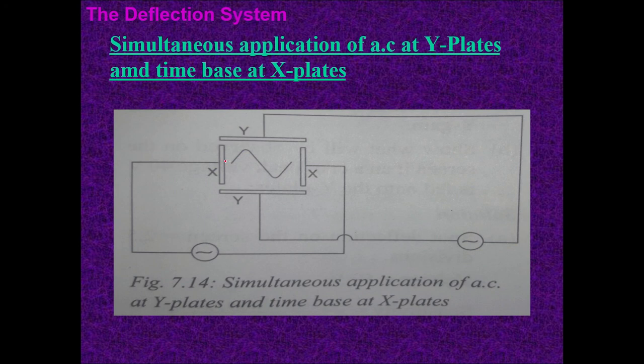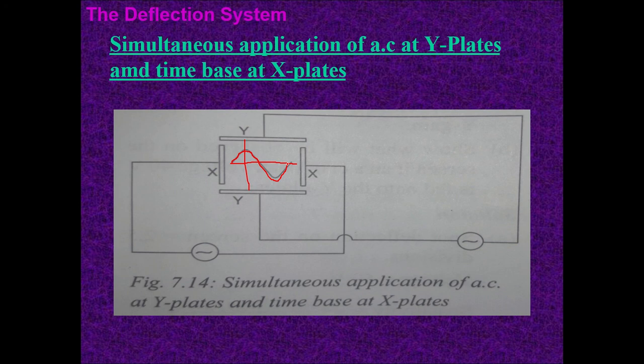So for example, the spot will move in the X axis and also move in the Y axis. So instead of moving only horizontally, there's also an effect due to the Y plates because it's under the influence of AC. So the spot will move in the horizontal manner with the horizontal sweep again. So it shall form an image, for example, in this case, a curve, depending on the way you have designed the spot to move.